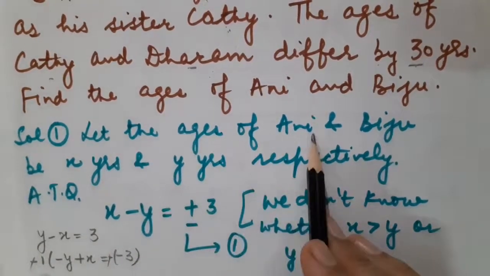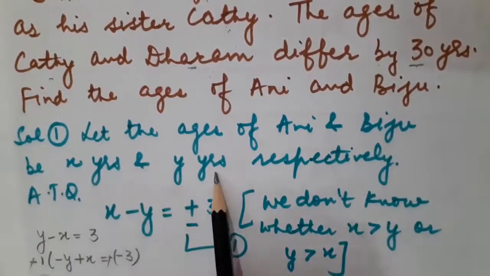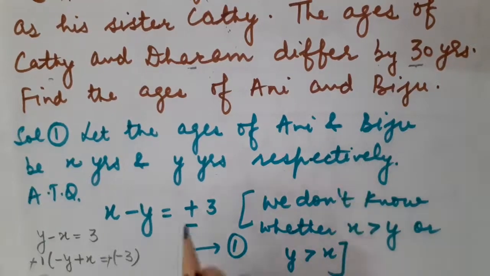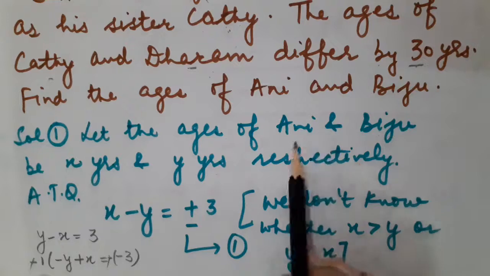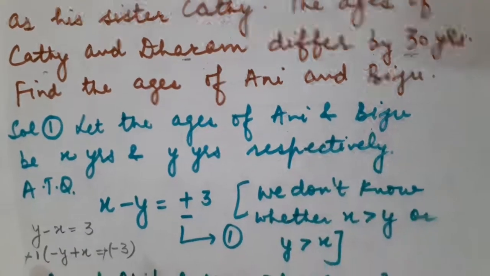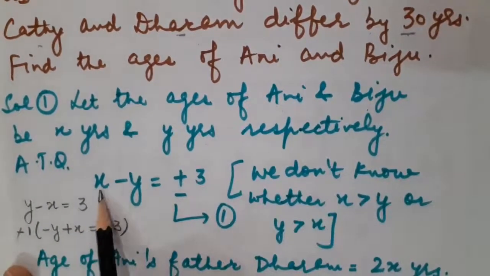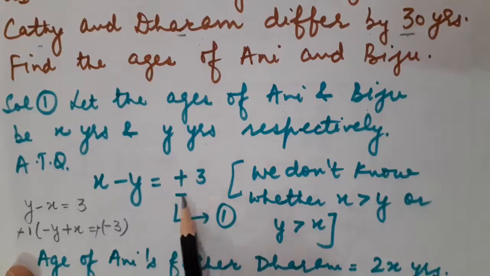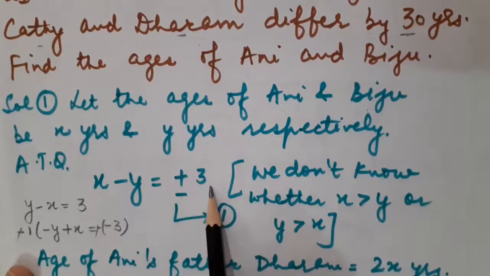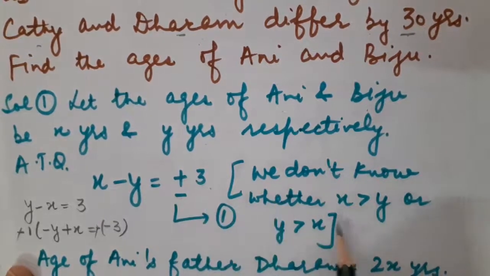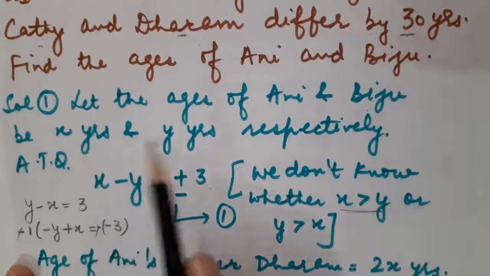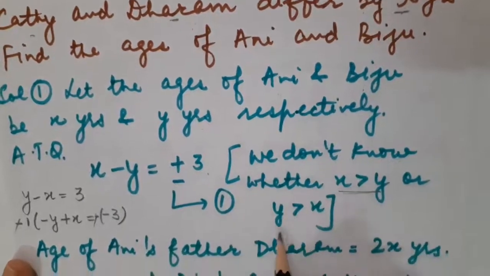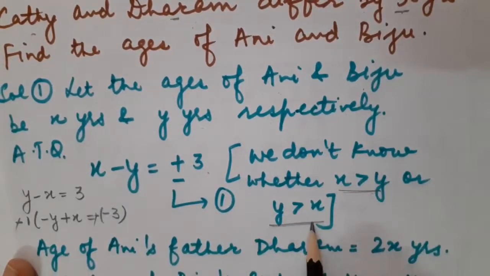Let the ages of Annie and Biju be x years and y years respectively. According to the question, we know that the difference between their ages is 3 years. So here I have written x minus y is equal to plus minus 3. What does it mean? Here we do not know who is bigger. Either x can be bigger, meaning the age of Annie can be more than the age of Biju, or Biju can be elder than Annie.